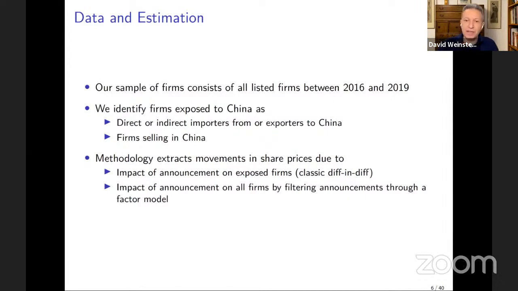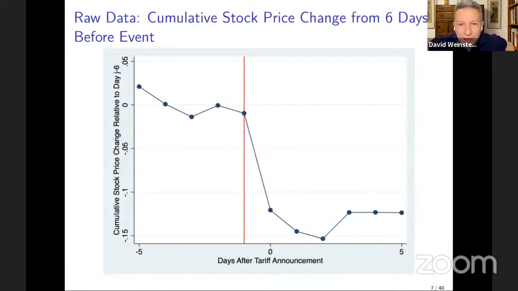We do that by filtering the announcements through a factor model, but I don't have time to talk about that right now. So you can say, okay, what happened to stock prices? I'm not going to go through the full estimation. I just want to show you what the raw data looks like, which gives us the main results. This shows what was happening to stock prices from 6 days before the event to the event. The event always happens on day 0 in this plot.